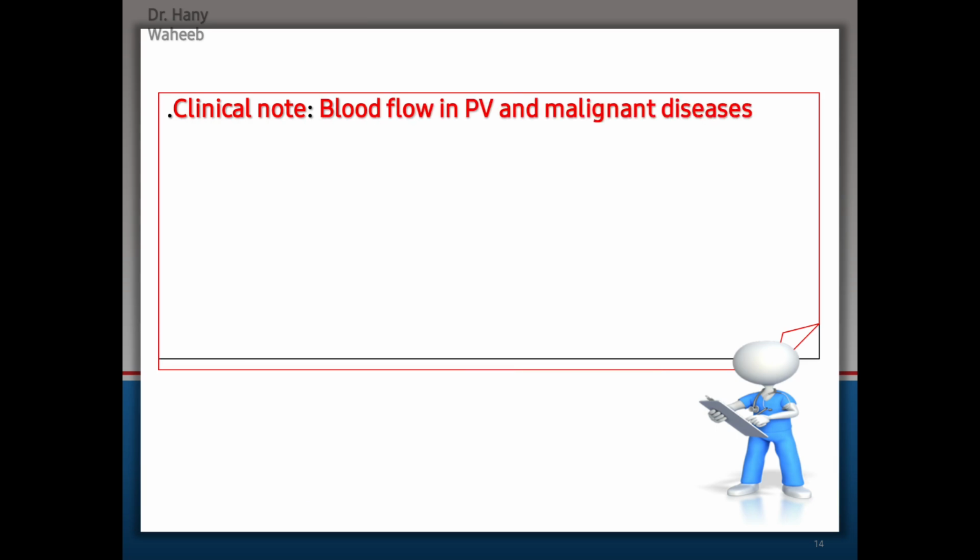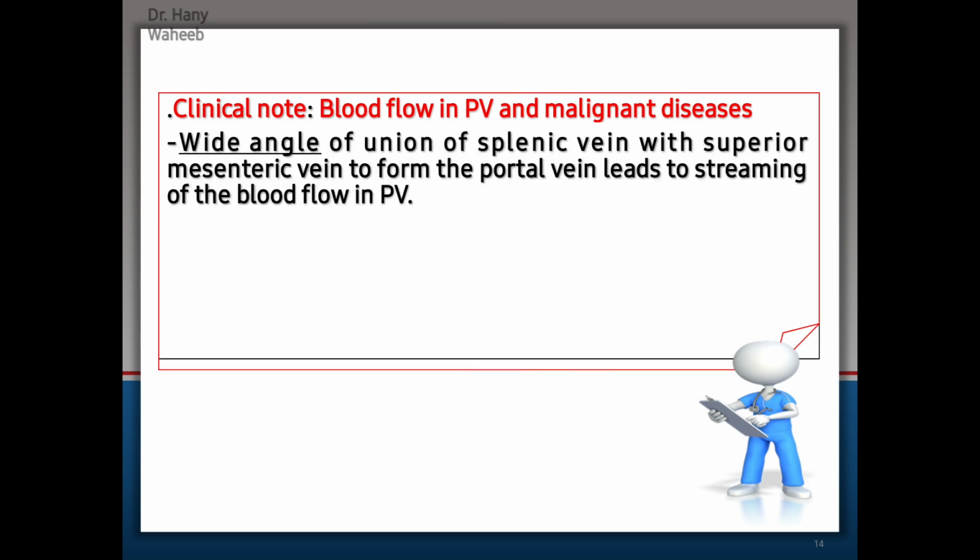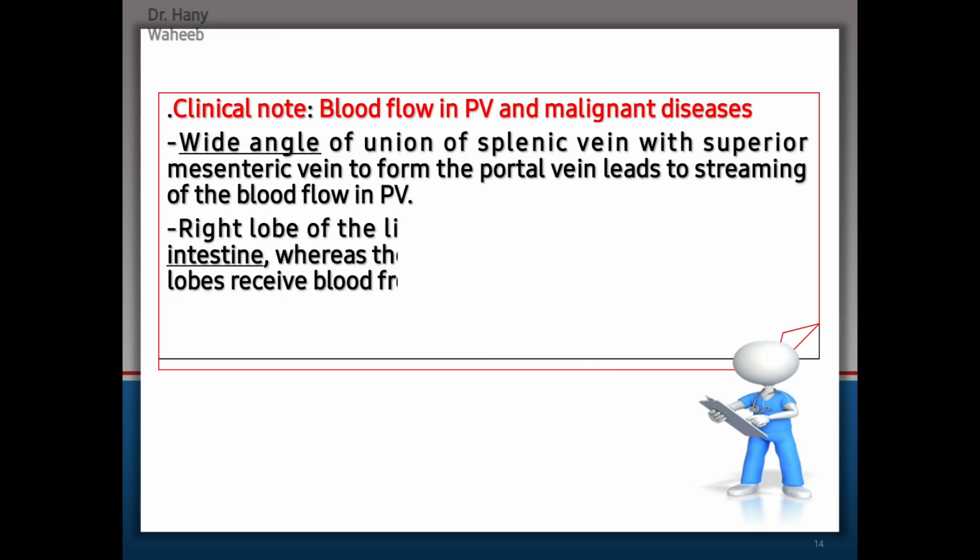Clinical note: the blood flow in the portal vein and the malignant diseases. Due to the wide angle of union of the splenic vein and superior mesenteric vein, there is a wide angle of junction to form the portal vein. This leads to streaming of the blood flow in the portal vein. There are 2 streams of blood within the portal vein.